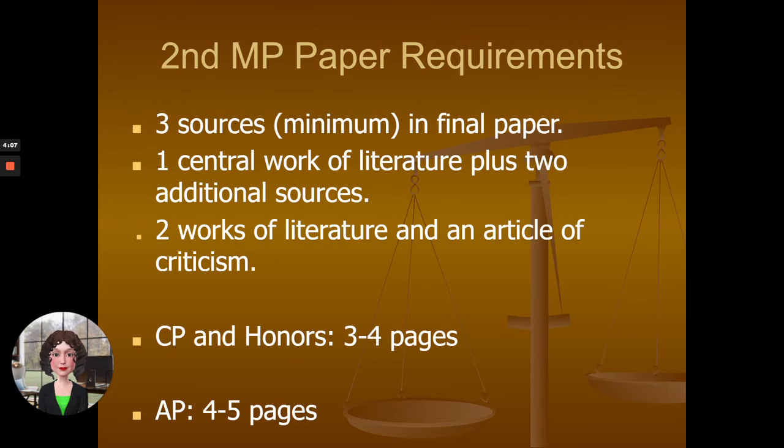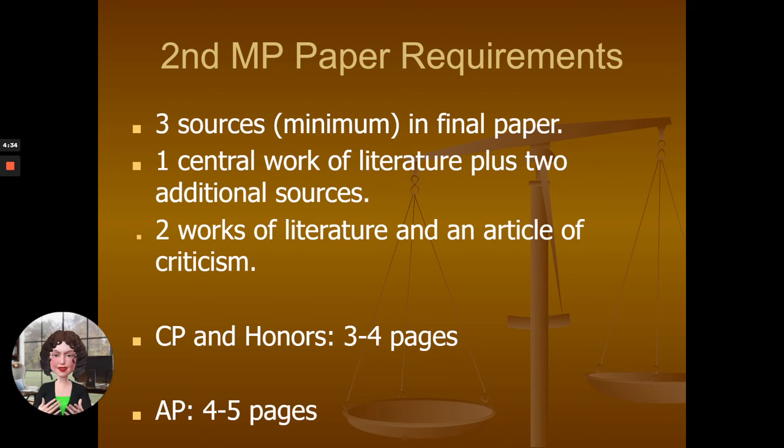Second marking period paper requirements. You must have 3 sources minimum in the final paper. That is 1 central work of literature plus 2 additional sources, however you decide to do that. It could be 2 works of literature and an article of criticism if you decide to do the text-to-text example. So you're doing 2 books and an article.